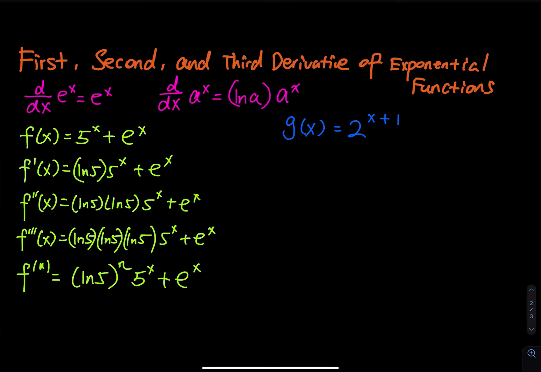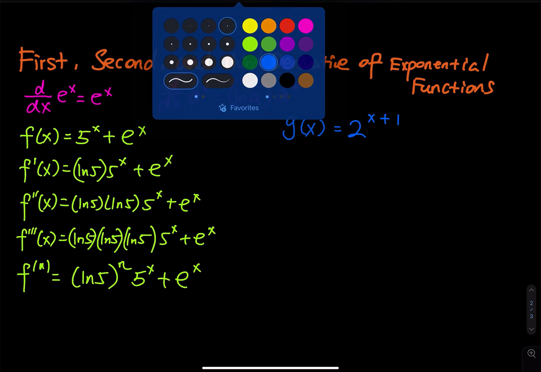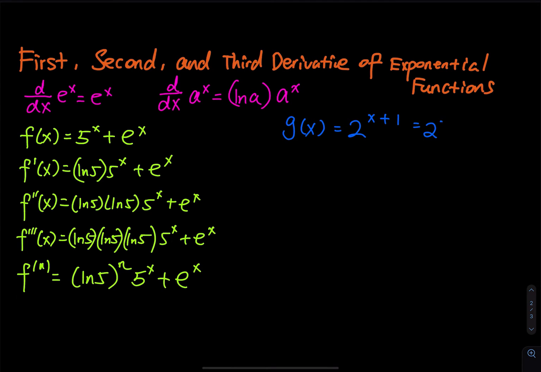All right, so moving on to the blue one. The blue one, I will rewrite as 2 to the x times 2 to the first. So the 2 to the first power is just a 2 hanging out there. Then the g prime of x equals the 2, and then 2 to the x is always 2 to the x, and you have to add an ln 2 in front of it. The 2 is just hanging there.